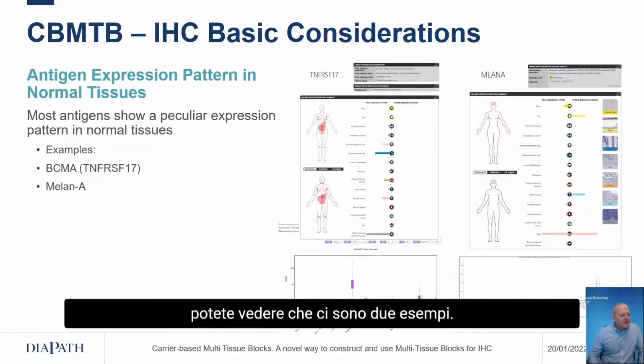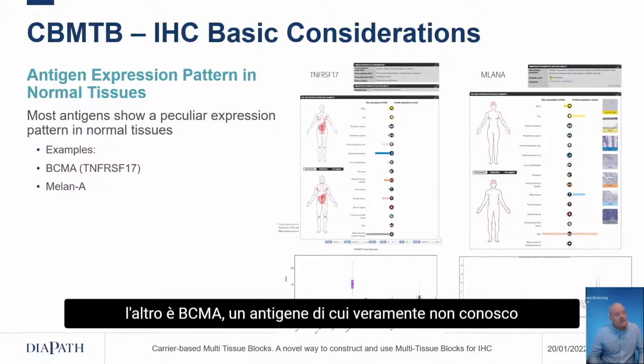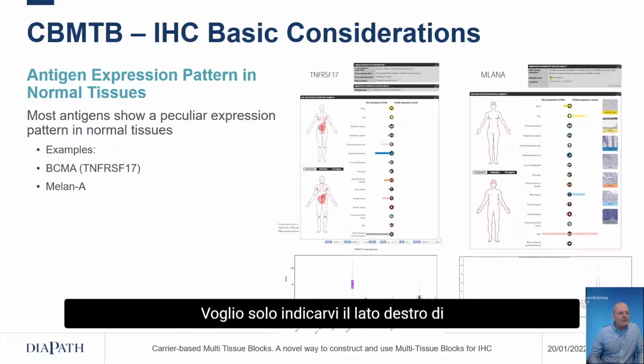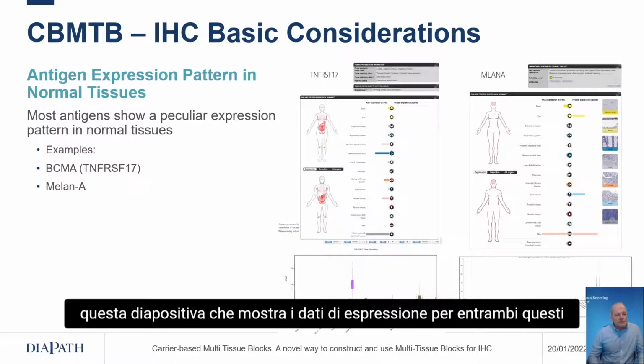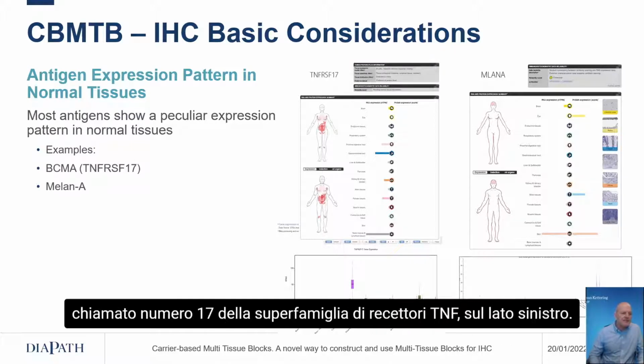And you can see there are two examples. One is Melanin, of course, because we worked on this. And the other one is BCMA, an antigen I really didn't know too much about, but it's mainly expressed in a certain type of lymphoid cells. And it's not so important. I just want to point you to the right side of the slides, which show the expression data for both of these antigens, Melanin on the very right side and BCMA, also called TNF receptor superfamily 17, on the left side.